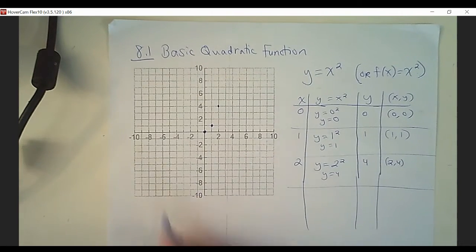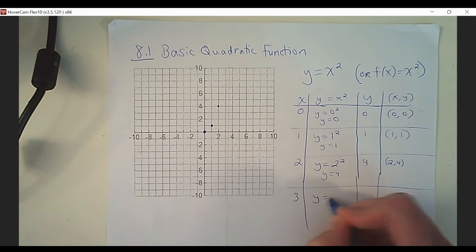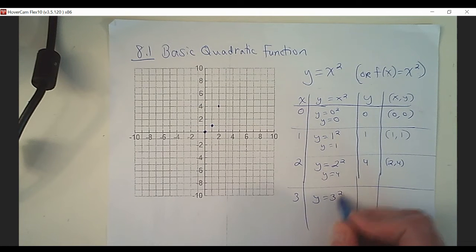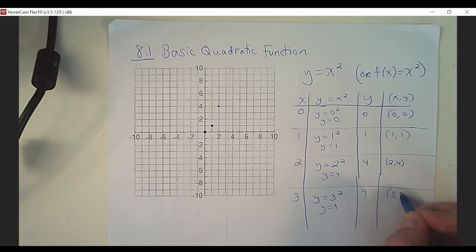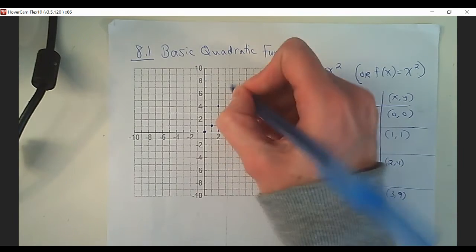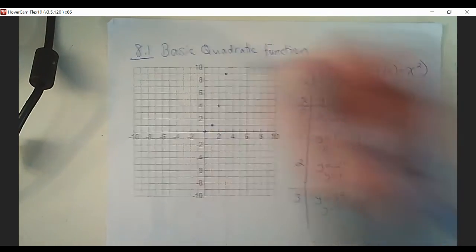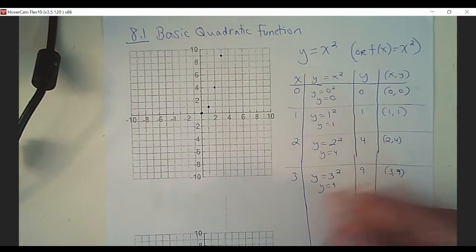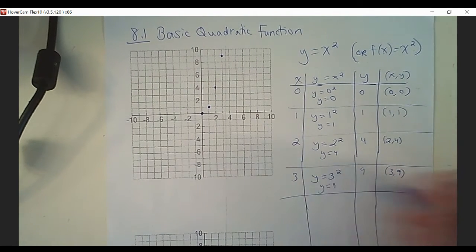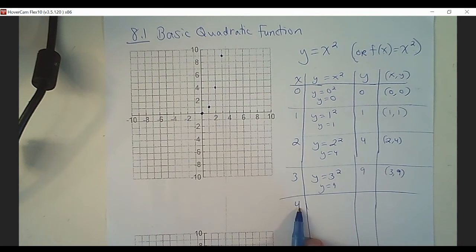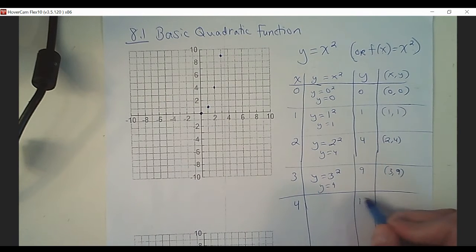Okay, let's go ahead and plug in 3. 3 squared is not 6. Be careful. 3 times 3 is 9. So 3, 9 is going to be on this graph. And I think you can start to see here that if you can do this without showing work, that's totally fine. Because I think a lot of you can picture plugging in 4. 4 squared is 16. So it's okay not to show the work.